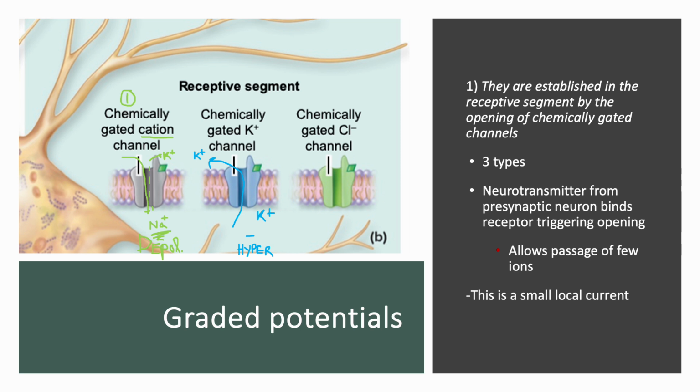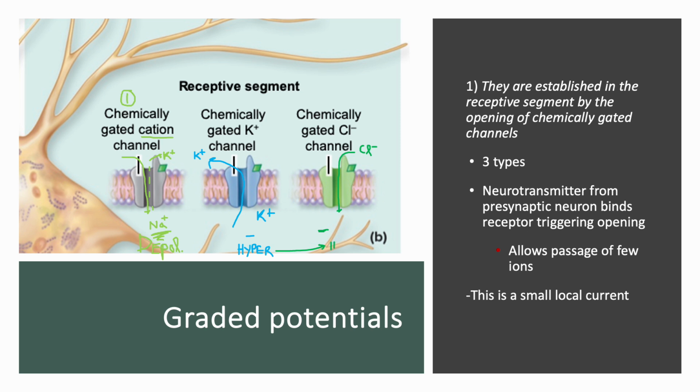Okay. Now finally, we can have a chemically gated chloride channel. Okay. So remember, with chloride, there's far more chloride outside of the cell than there is on the inside within the cytoplasm. So when we open a chemically gated chloride channel, chloride, negatively charged, is going to move down its concentration gradient into the cell, again making this environment more negative. So this is another hyperpolarization.